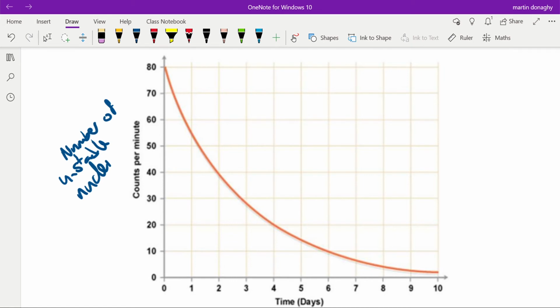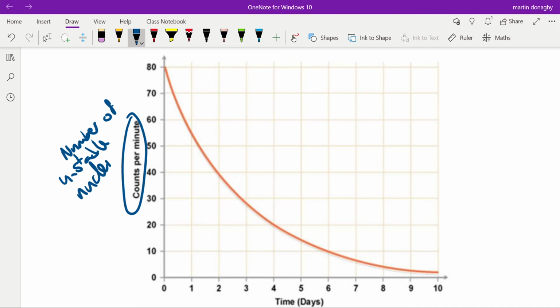Now, we can also have counts per minute on the axis and it doesn't change the shape of the curve. Quite often, this is easier to measure because we just do it with the Geiger-Müller tube. That is just the activity from the source. Essentially, if we have more unstable nuclei, which we did at the start, there's going to be a larger activity as more of them decay. And as we get down to fewer and fewer unstable nuclei, we should expect the activity from that source to be less. They both follow the same predictable curve.